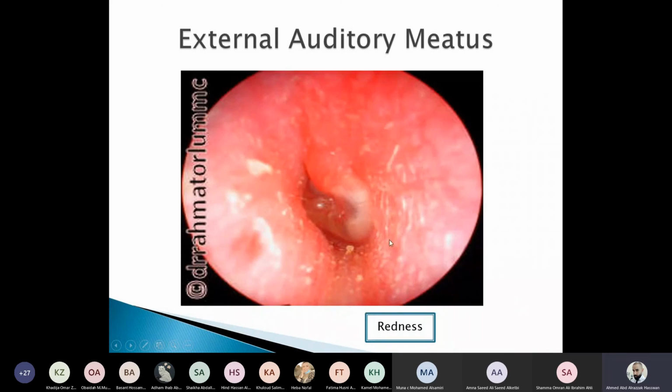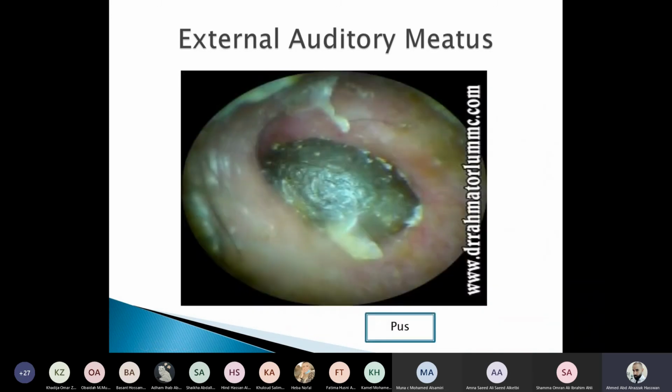And inflamed. So red, inflamed. Maybe we can see a little bit of bleeding down there, and there is a kind of swelling. Khadija saying dryness. Okay, so you can comment and compare it to the normal auditory meatus.